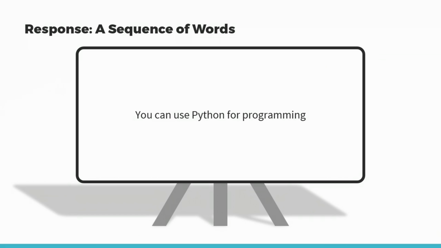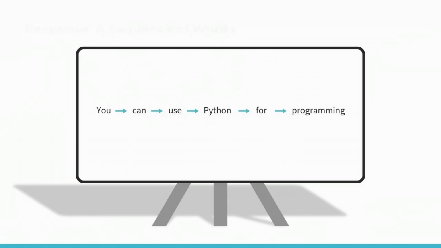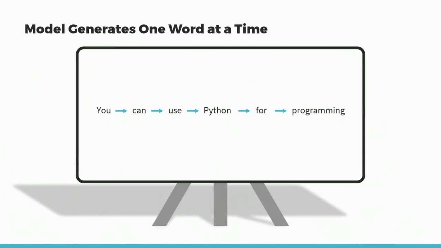So this is what the response from a model might look like. You can use Python for programming. Notice that this response is a sequence of words, and the way large language models work is that the model generates one word at a time. So just an asterisk here, models actually generate one token at a time, and tokens don't exactly correspond to words. You can think of a token as a partial word or a subword. But for the sake of simplicity and for understanding how LLMs work, let's assume that the model generates one word at a time.